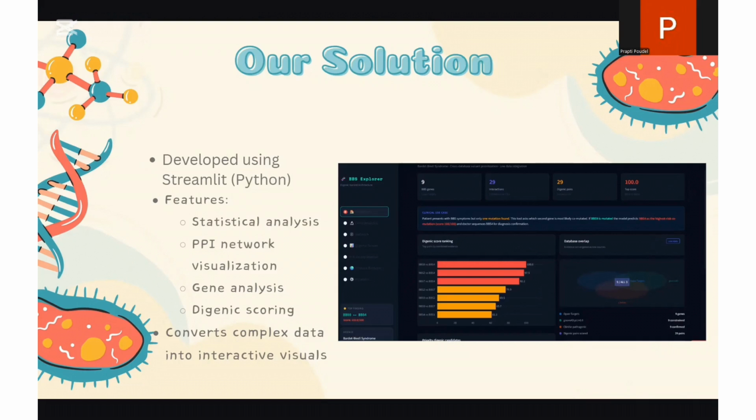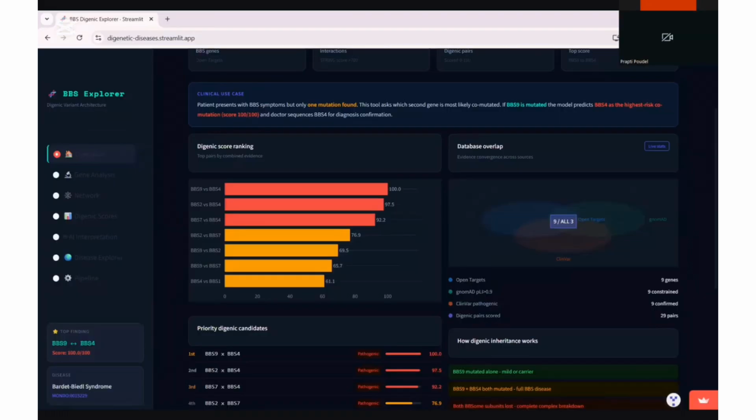related with the datasets. For the example we have taken, which is BBS, 9 genes were harvested and 29 interactions were mapped, which are protein-protein interactions, and 29 digenic pairs were scored. Top pair were BBS9 and BBS4 with a perfect score of 100. Now let me show a demo of it.